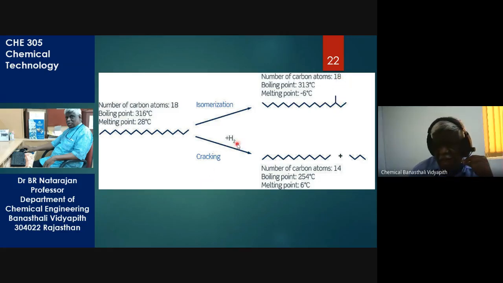But if I add hydrogen and crack, then I form something big and something small, in which one has got 14, the other has got the remaining four: 1, 2, 3, 4 carbon atoms. Boiling point is far less, 254. Melting point is 6 degrees. So you can see that my dewaxing should be done preferably by isomerization rather than by cracking.